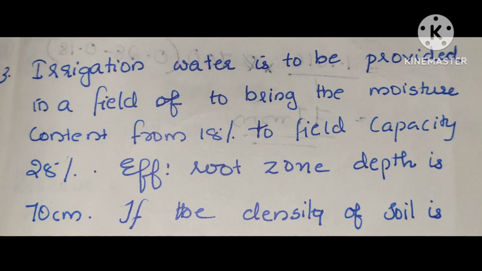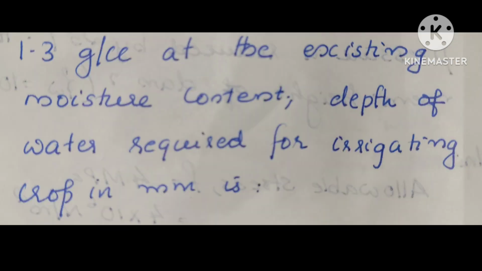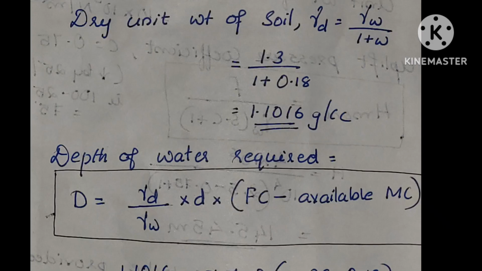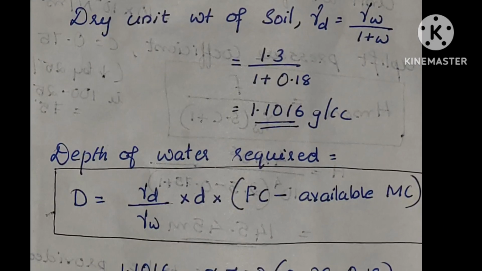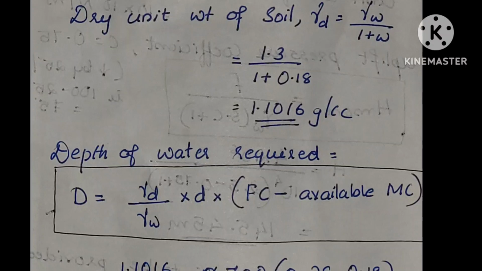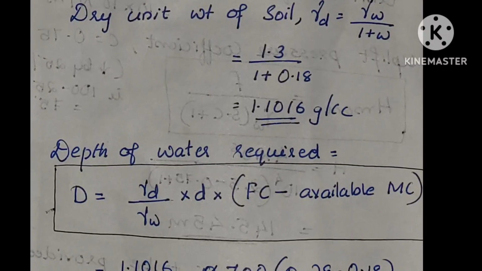Next question: irrigation water is to be provided in a field to bring the moisture content from 18% to field capacity 28%. The effective root zone depth is 70 cm, and the density of soil is 1.3 gram per cc at the existing moisture content. The depth of water required for irrigating the crop in mm is... So in our question we have to find out the depth of water required for irrigating the crop.